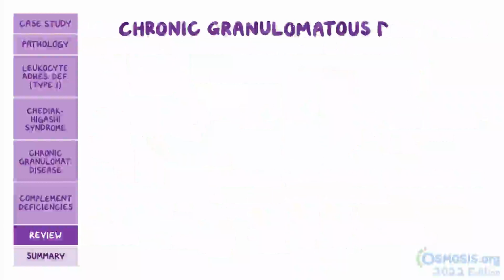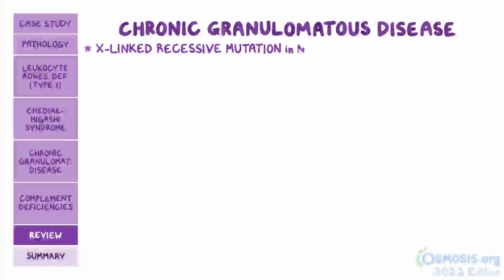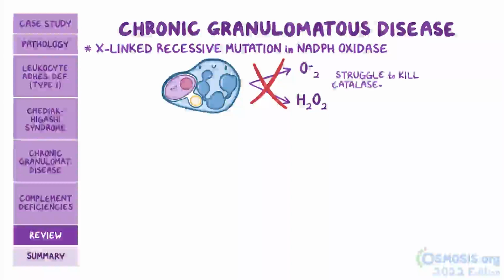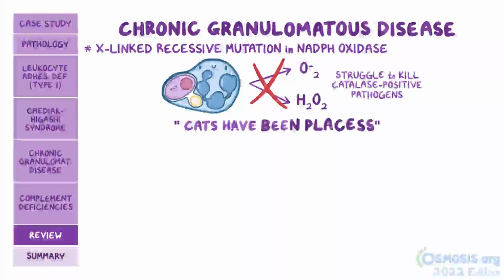Chronic granulomatous disease is caused by an X-linked recessive mutation in NADPH oxidase, resulting in an inability of phagocytes to create superoxide and hydrogen peroxide. This causes them to struggle to kill catalase-positive pathogens, which can be remembered with the mnemonic "cats have been places."